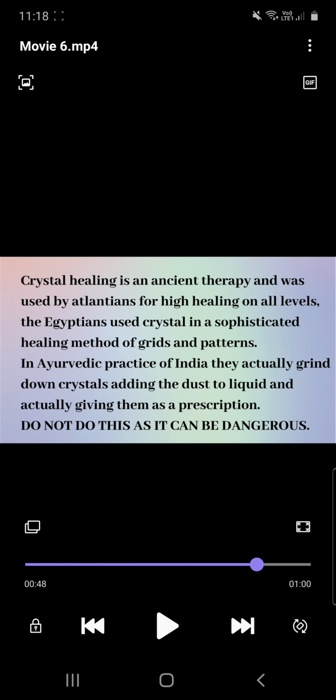Now, crystals are actually ground down into a fine dust. Then they're put in liquid and they're given as a prescription. Don't ever do this, ever. Okay, it's really dangerous. I would not advise it at all. Please don't. This is just giving you an idea of the different cultures, the different benefits they have and how they use it. It's just an idea into different cultures, that's all. Please do not be grinding crystals and drinking them. Please don't.